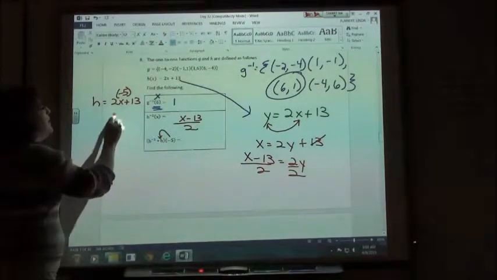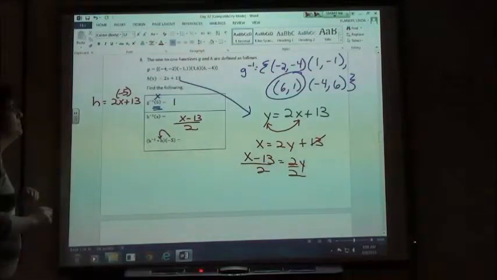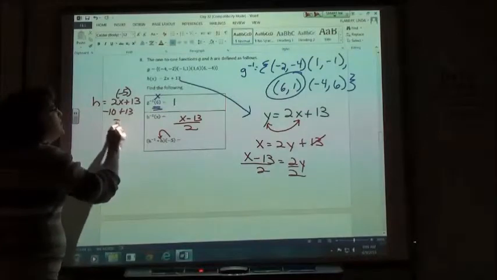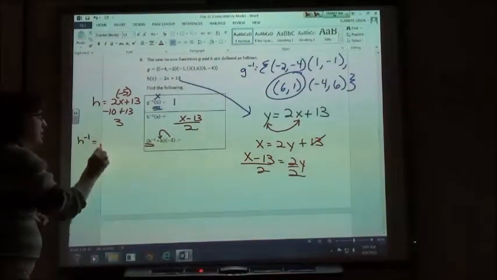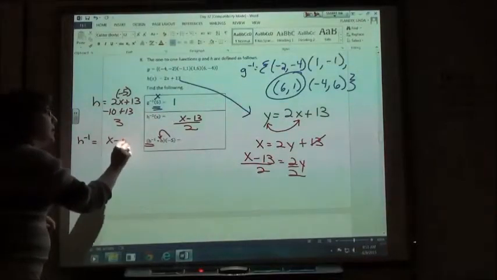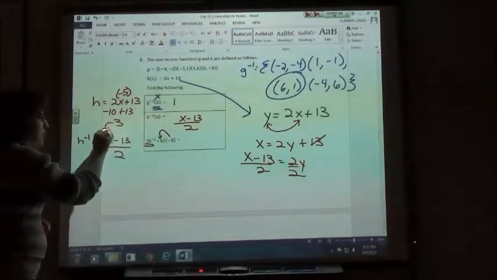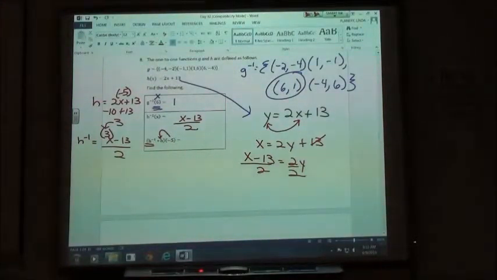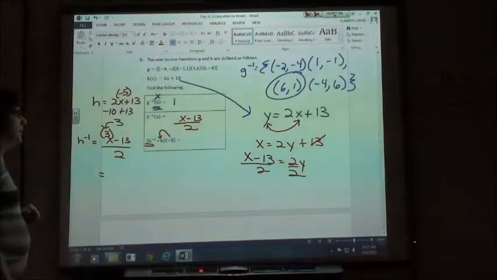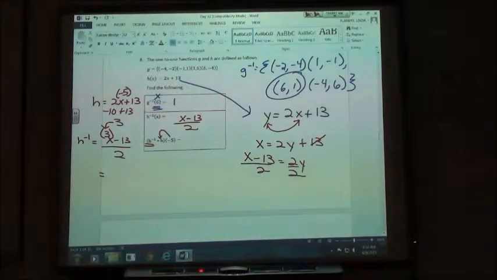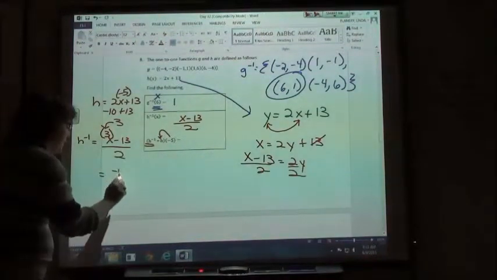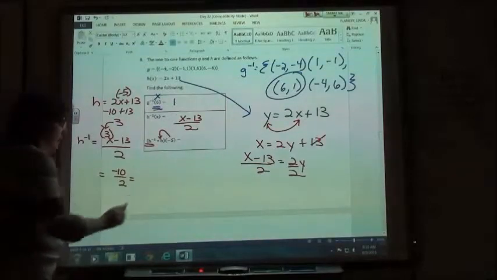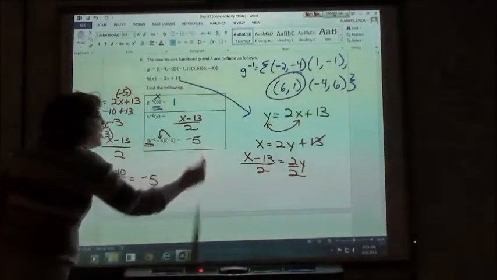Minus 3. Not minus 3, 3. Because this is going to be negative 10 plus 13, which is 3, right? Okay, so now I'm going to take that 3, put it into the h of minus 1 function. That's our answer that we got here. So x minus 13 over 2, we said that was 3, so we're going to put that in there for the x. So 3 minus 13 would be negative 10 over 2, which is negative 5. So negative 5 is our answer.